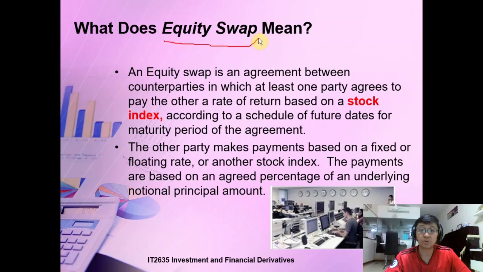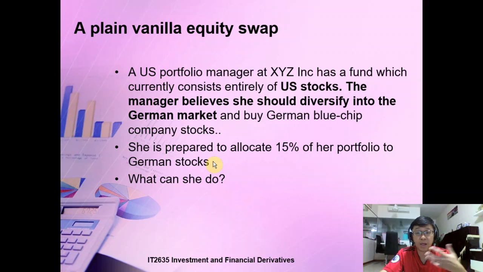Right, now we move on to equity swap. An equity swap is basically an agreement between two parties about swapping of stocks, stock indices, basically stocks. So you have people who want to buy foreign stocks. How do they go about doing that? They can actually do an equity swap. Let's take a look at this example. It's always easier to see with an example.